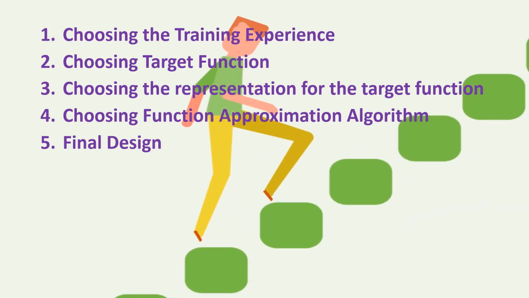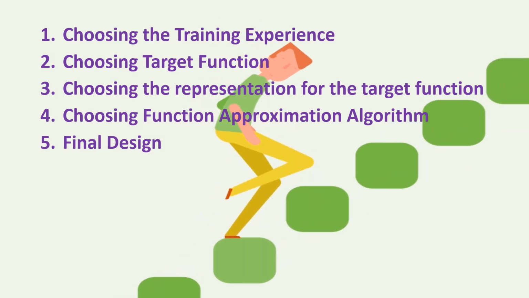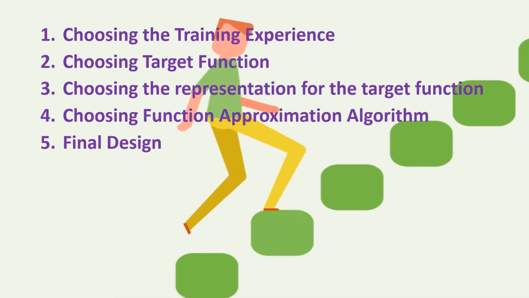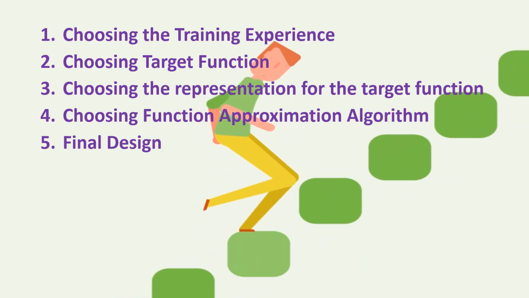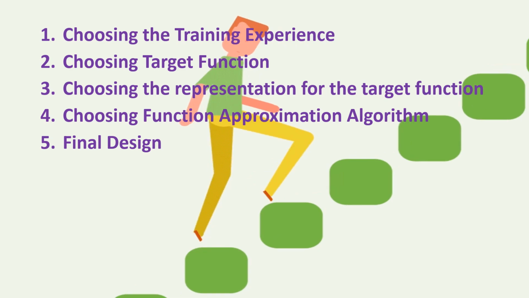So the first step is choosing the training experience, the second is choosing the target function, and the third step is representing the target function, the fourth one is choosing a function approximation algorithm, and the fifth step is the final design.